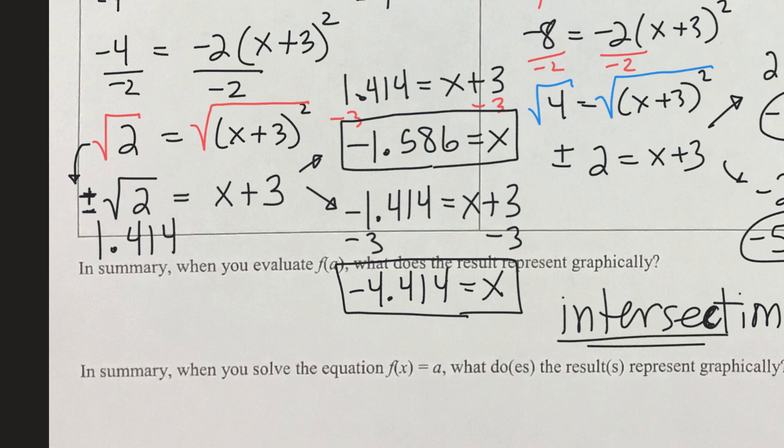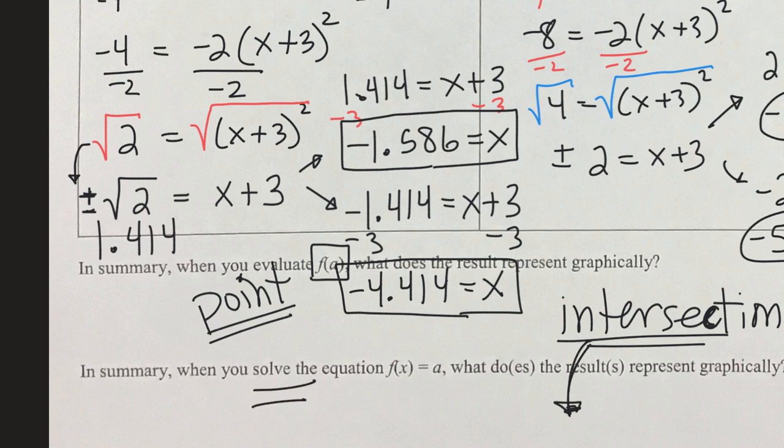Is it some other y equals line? And there you go. Okay, and I believe the next thing says when you evaluate f of a, that represents a point, right? You are calculating a point on the graph. When you evaluate f of a, you get a point, and when you solve the equation, you are finding the intersection of your graph and that particular horizontal line on the graph.